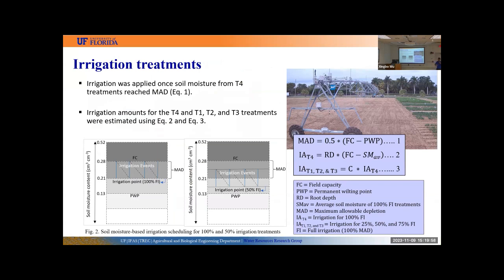In order to decide the amount of water we should apply for the full irrigation and deficit irrigation treatments, we used equation 2. We subtracted the average soil moisture content from field capacity, and then we multiplied that by root depth. Then we calculated the amount of water we should apply for the full irrigation treatment. For the deficit irrigation treatment, we multiply the full irrigation by a fraction. For instance, for the 25% irrigation treatment, we multiply the full irrigation by 0.25. And for 75%, we multiply the full irrigation by 0.75.